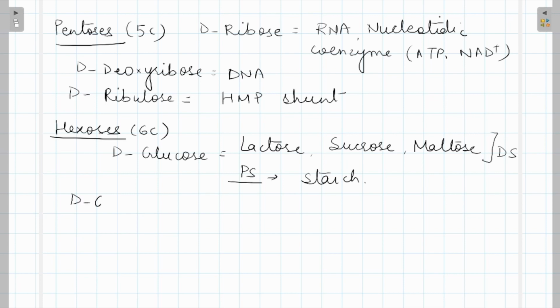One more example, D-galactose. Galactose is also a hexose present in lactose, a milk sugar. And D-fructose. Fructose we have already seen present in sucrose. Sucrose is a disaccharide made up of glucose and fructose. And a fructose intermediate, like fructose 6-phosphate, is an intermediate of glycolysis. So it's about hexoses.